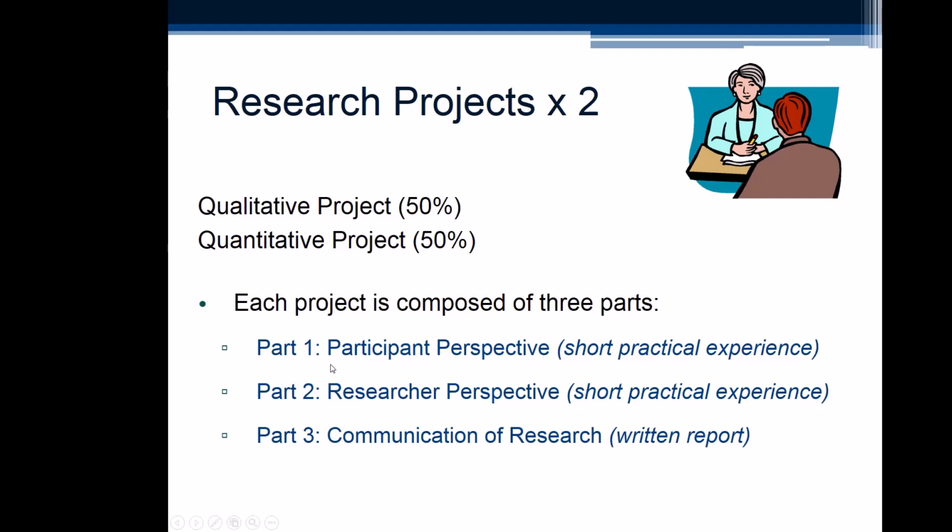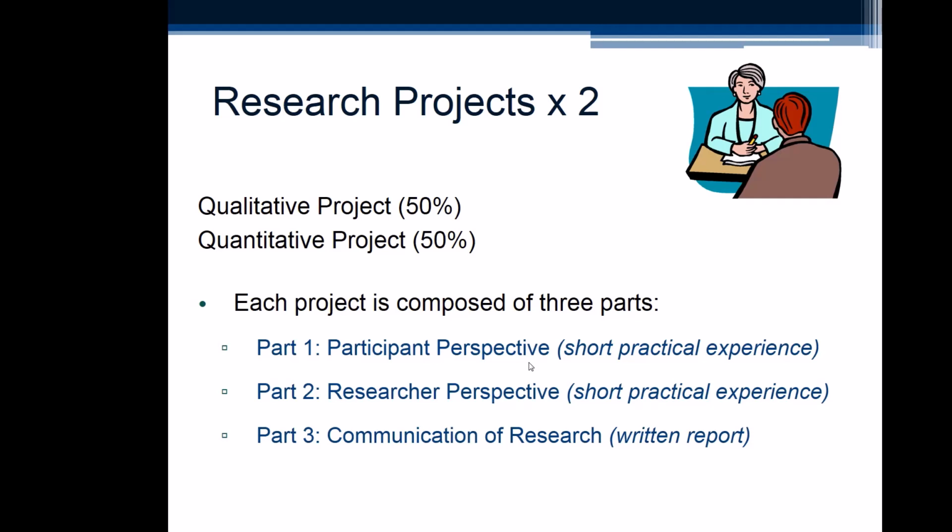Part 1 we call the participant perspective. This is where you have the opportunity to go along to studies running within the business school and take part as a research participant in order to gain an understanding of what it's like to be a research participant. This is valuable not only so that you have that understanding, but also have some perspective around the way in which data is produced, so that we can really have an idea of whether or not that's trustworthy data or valid data.